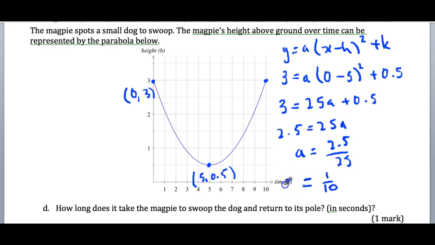So remember, you've always got to substitute it back into your equation. And this one we're using t and h, not x and y. So my equation should really be h equals 1/10 or 0.1 times (t minus 5) squared plus, and because I used fractions here, I'm going to use fractions here. You can tidy that up if you want to bring it all over the same denominator, but I'll just leave it like that for now.